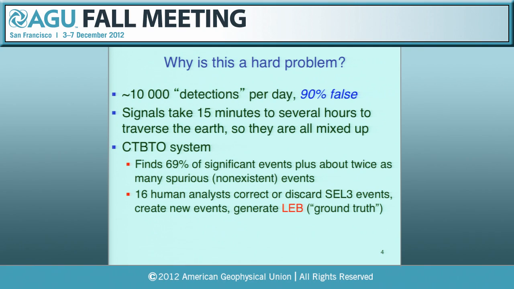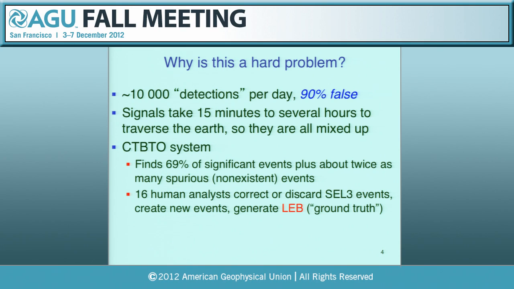And this is a hard problem. There is a lot of noise. Most of the detections are false. They don't end up being associated with any real events. And because of the travel time for signals, at any given station, the signals from many events can be mixed up in their temporal order. And so it's a very complicated problem that we call data association.